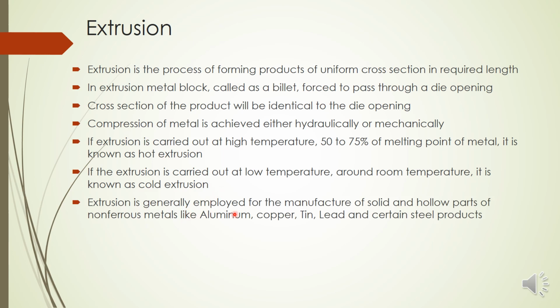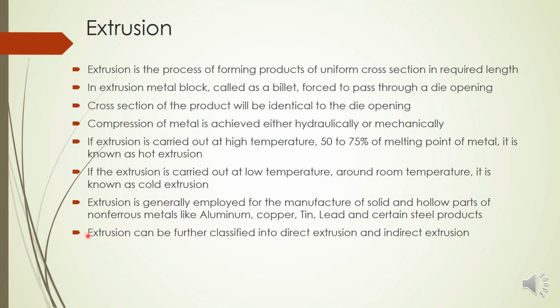Then extrusion is generally employed for the manufacture of solid and hollow parts. So we can manufacture hollow parts also, but it should be of uniform cross section. It is mainly applied to non-ferrous metals, that is ductile metals like aluminum, copper, tin, lead, etc. So non-ferrous metals we can work with this extrusion, and also certain steel products we can shape by extrusion.